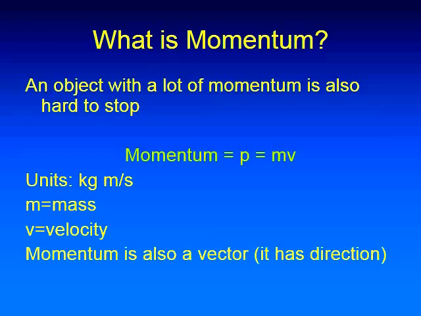And because it is a velocity, momentum is a vector. Because mass is a scalar quantity, you're multiplying it by a vector quantity, you end up with a product which is a vector, which means that momentum has not only a size from the mass, but also a velocity, and so therefore it has a direction.